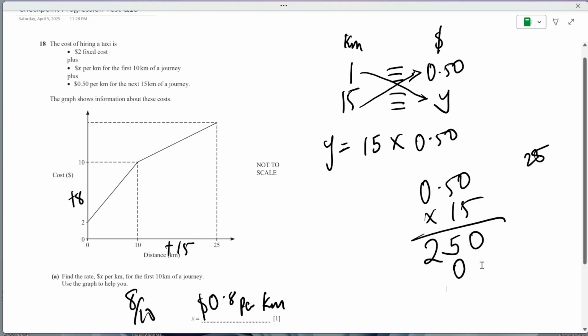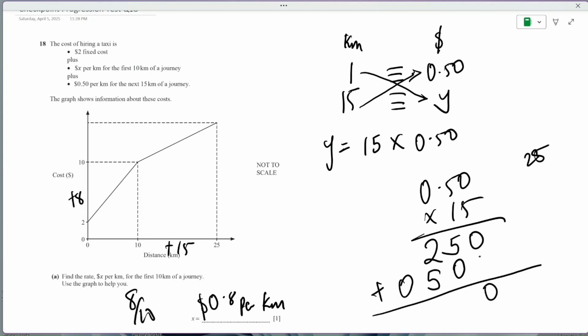You leave a space for the digit at the back. 1 times 5 is 5. And then you have 1 times 0 is 0. You add them together. This is 0. 5 plus 0, that's 5. 2 plus 5, that's 7. Then you have a 0 in front.